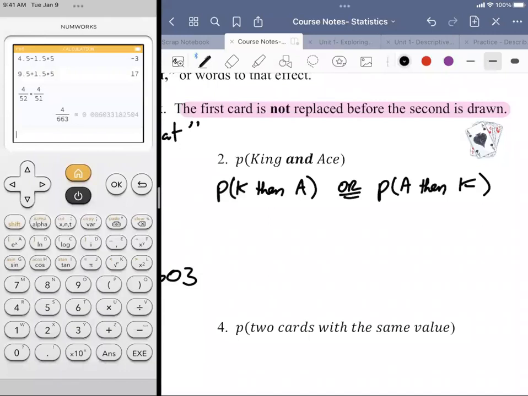So the probability of getting a king, then an ace would be the probability of getting a king times the probability of getting an ace, given that the first card was a king. Now we've already done that. That's the same as question 1. Going the other way seems different, but it's going to amount to the same thing, because I'm looking at the probability of getting an ace times the probability of getting a king, given that the first card was an ace.